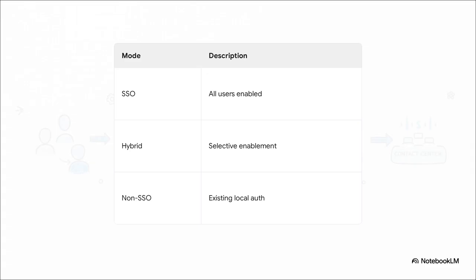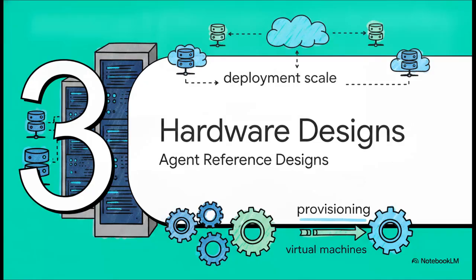Hybrid lets you selectively enable SSO for very specific agents and supervisors. This is an absolute game changer if you want to execute a phased rollout, or say if you're using third-party web apps inside Finesse that just don't support single sign-on yet. You can literally have part of your floor on SSO and the rest on traditional login, running perfectly side by side. Let's jump to Section 3, hardware and agent reference designs.